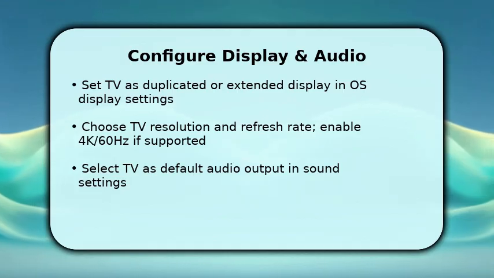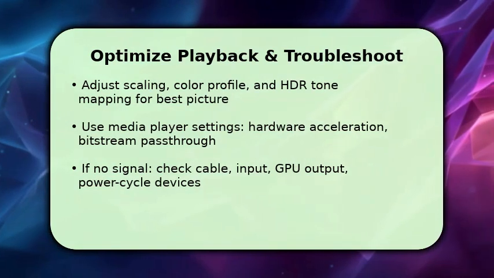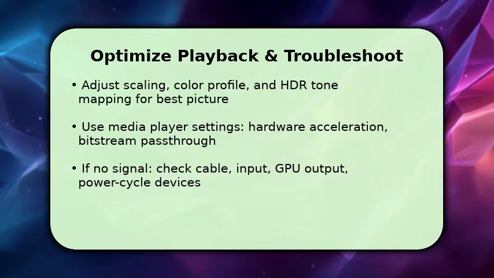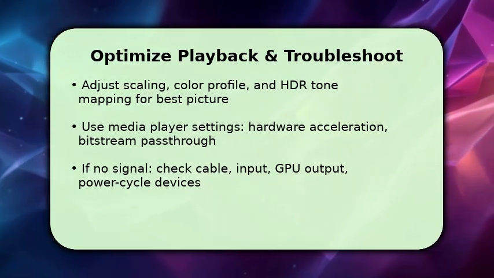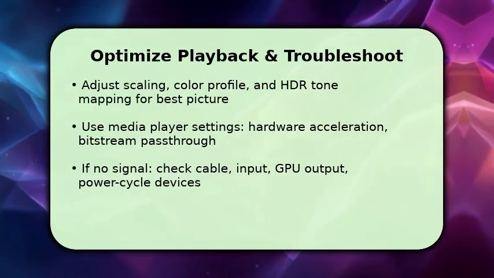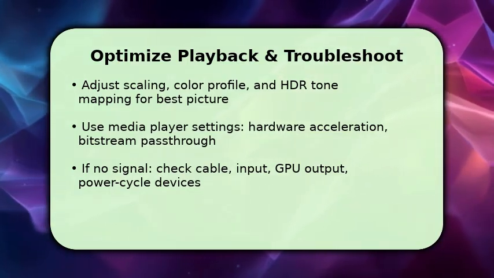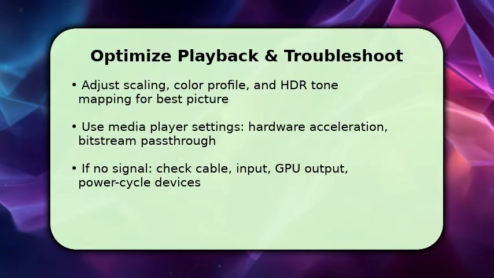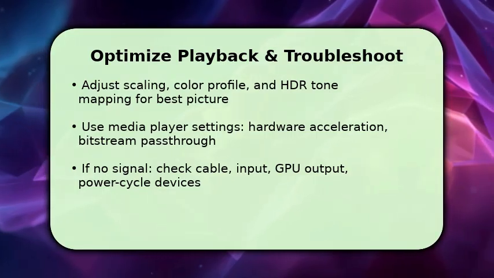You finish by optimizing playback and knowing a quick fix. Tweak scaling and color profile so text and apps are readable at distance. Enable HDR tone mapping only if colors look correct. For video apps, enable hardware acceleration and bitstream pass-through for surround audio to avoid CPU overload.